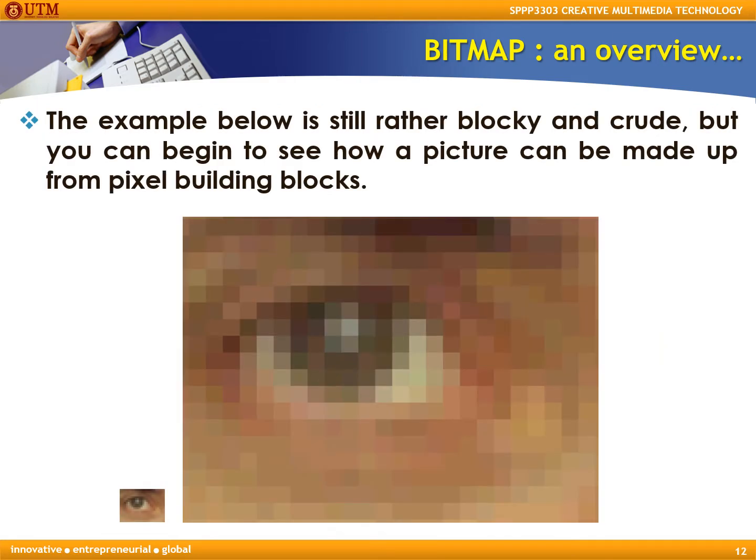This is an example of a bitmap image. If you look at the small image here, the quality is fine. But when you enlarge the image, this is what it actually consists of. It's dots, and each dot has one color. When they are arranged together, they illustrate this image, which is a bitmap image.